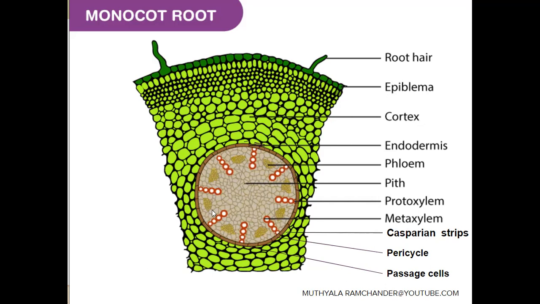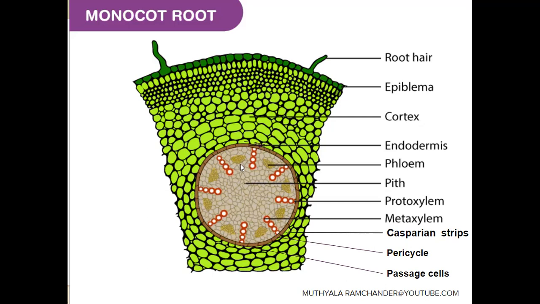See, in this monocot root, many protoxylems are present towards the outside. So this situation is called polyarch exarch protoxylem. Poly means many exarch protoxylem.